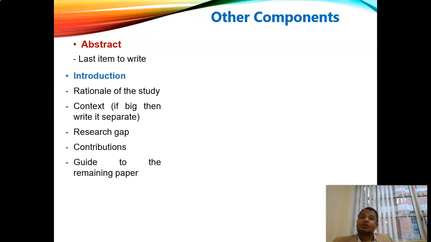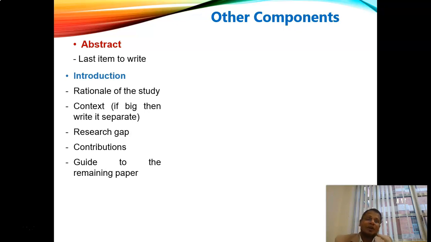And we can provide a context, a paragraph or two. But if the context is big, particularly if it is a dissertation, we should provide the context as a separate section. It can be in the paper as well. We should also provide the research gap. What's the gap? What's the research question we are answering in this paper? That should be in the introduction. And we should include the contribution of the paper: contribution to literature, contribution to policy, contribution to theory.